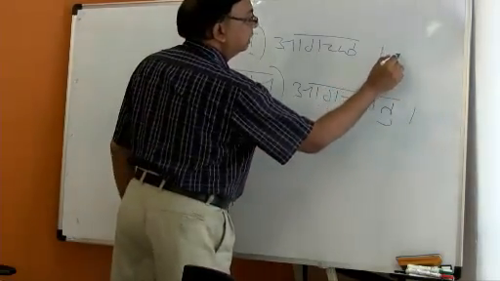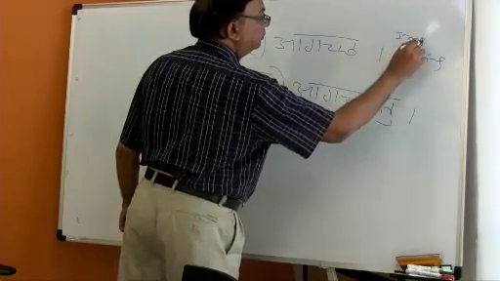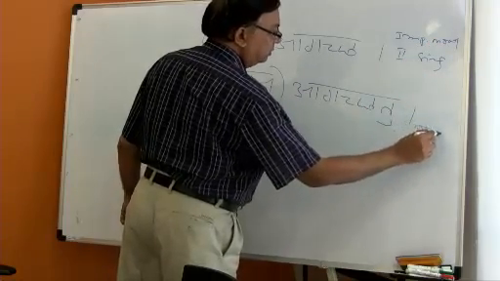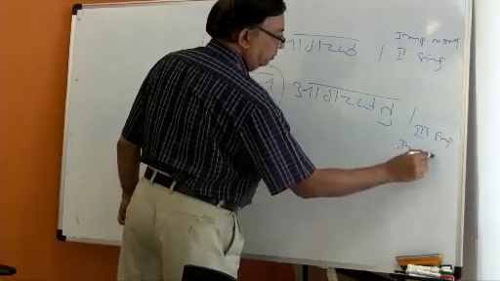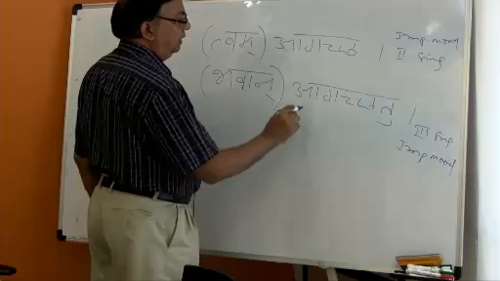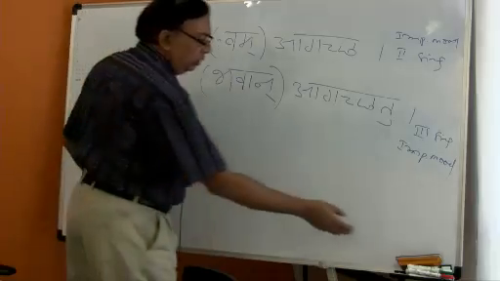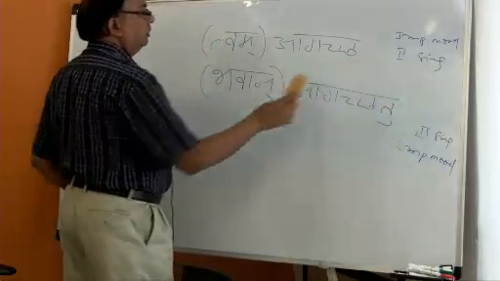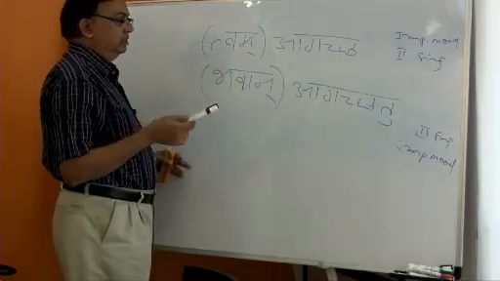Now this is second person singular verb in imperative mode. This is third person singular in imperative mode. Now what is the difference between agaccha and agacchatu? Watch the difference here. Agaccha goes with only tvam. Tvam is implied here. Agaccha goes with tvam. Tvam agaccha, you come, in a singular sense.